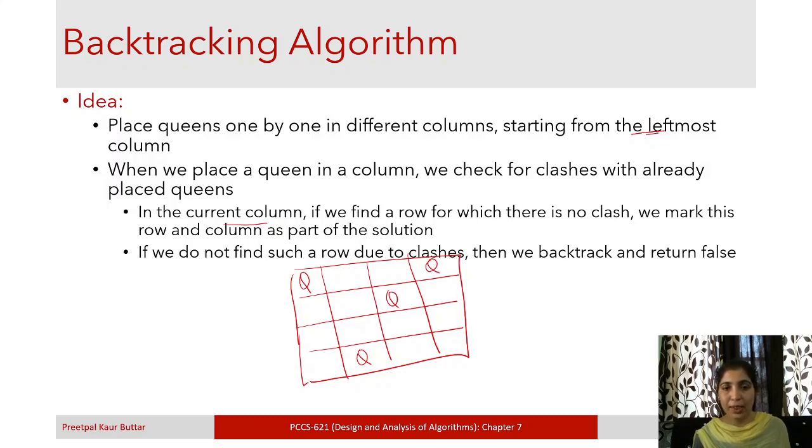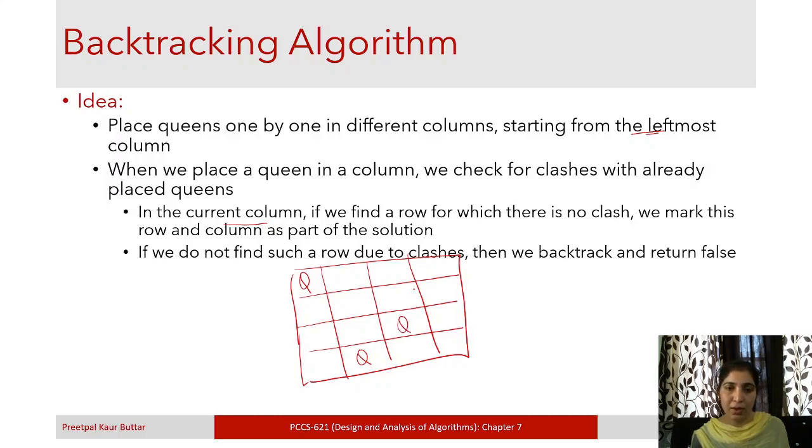We place the queen here. There is a problem. Here is also a problem. Here is also a problem. Here is also a problem, right? So we have to backtrack. So we go to this column and check the next row.